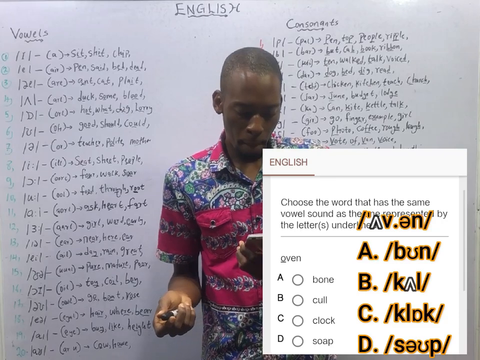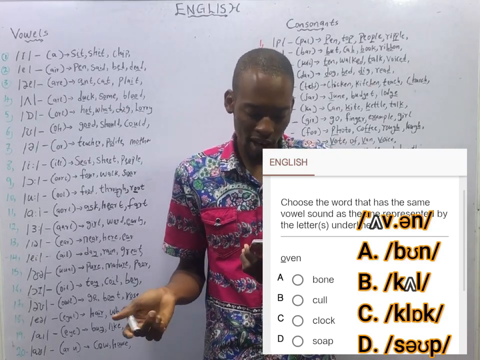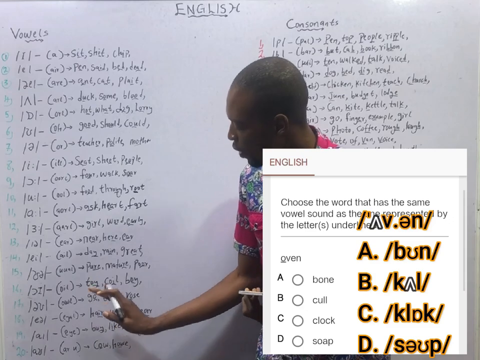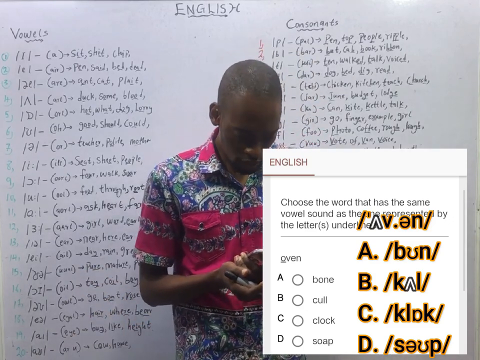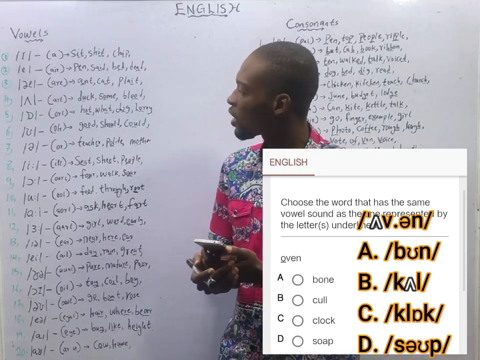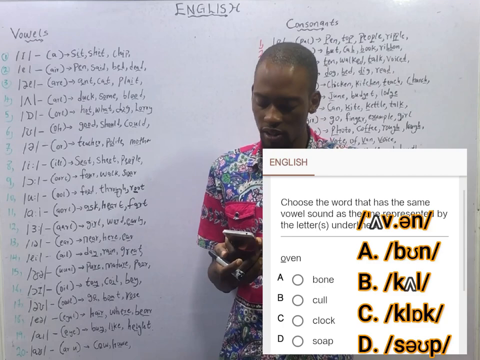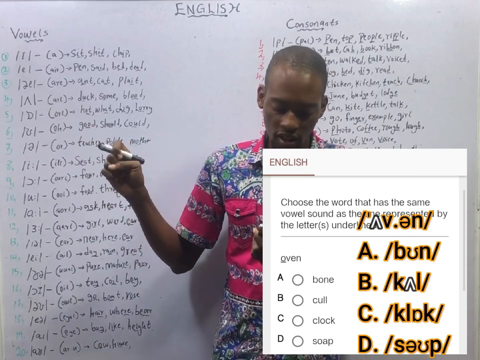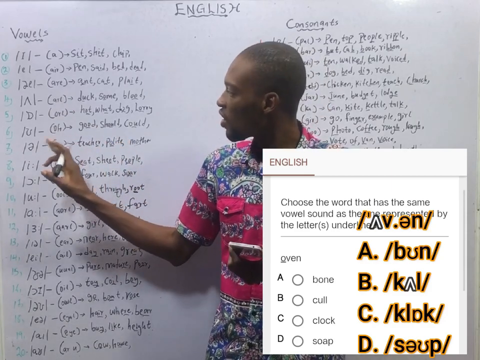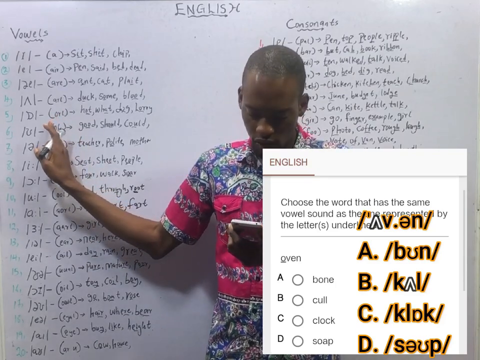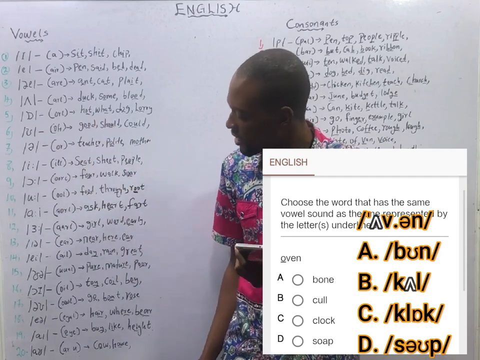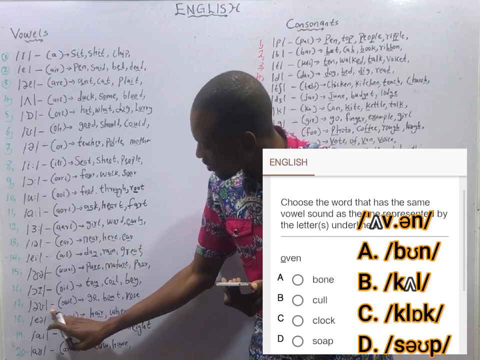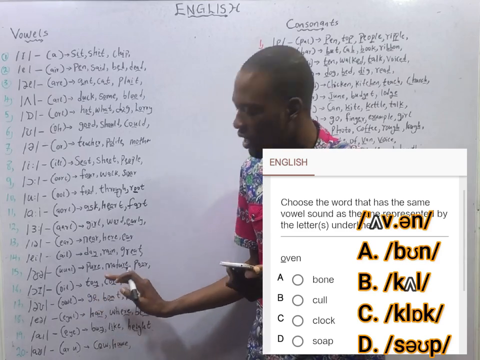A, bone. That is actually the O sound present in bone, as in go, boat, and rose. Then the next option is call, not cool. That is the A sound. Then clock has the O sound. They're giving us soap. Soap has the O sound, the sound present in soap, as in go, boat, and rose.